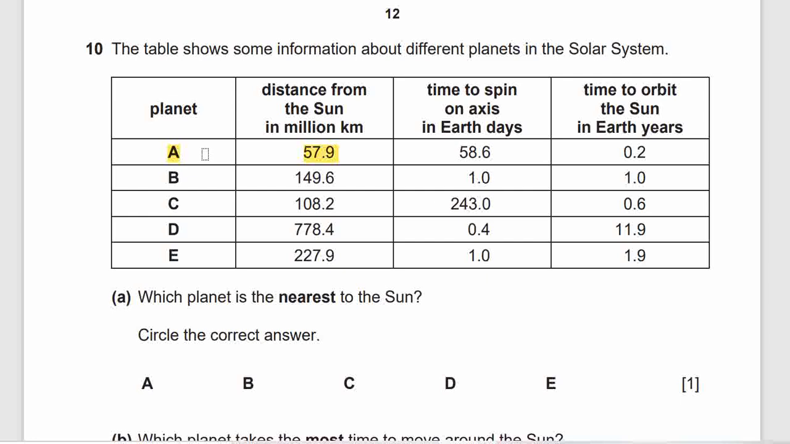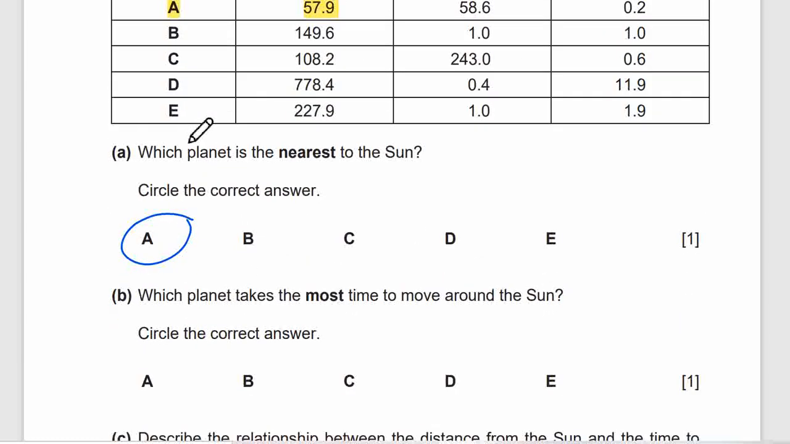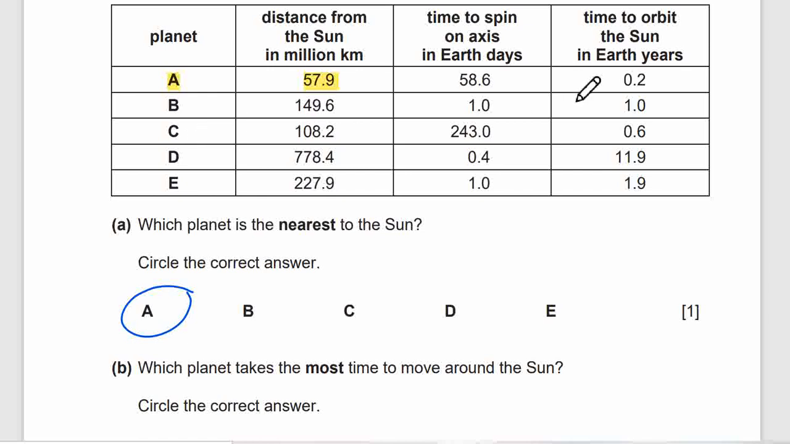Next, which planet takes the most time to move around the sun? To move around the sun, to orbit, will be this one. So it will be planet D. Planet D.